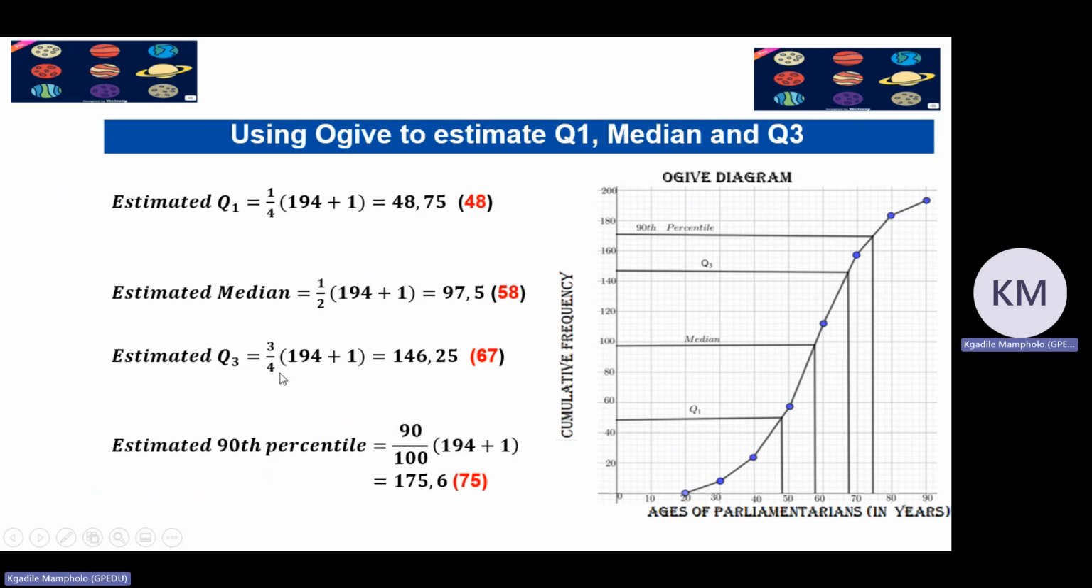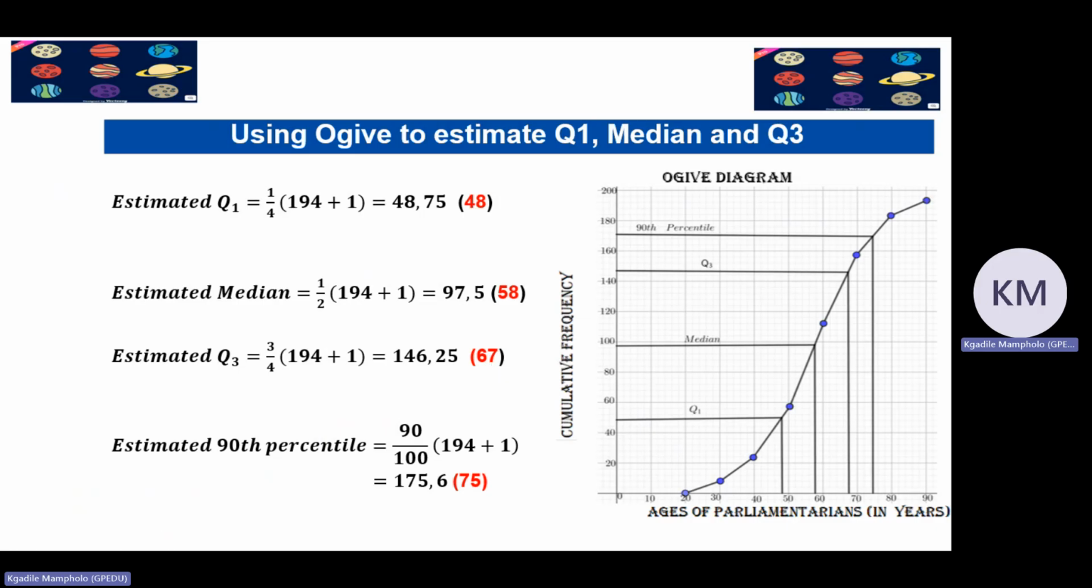For Q3, the formula is as we did, with the total, which is 194 plus 1, you get 146. Then you go to 146 somewhere here. Then you draw a horizontal line, then you draw a vertical line. Then you'll get something like 67, and then you'll accept 66 and 68.